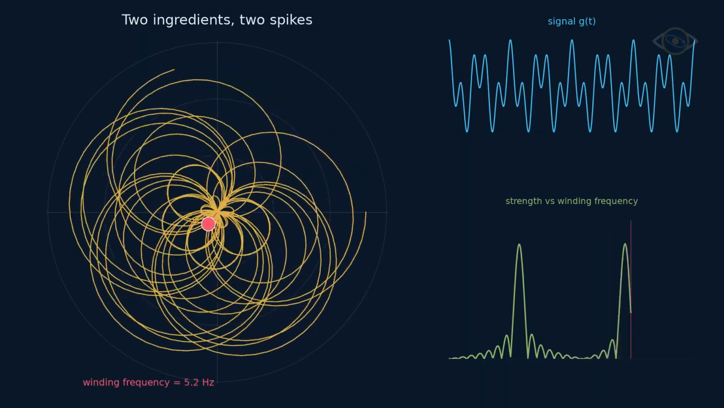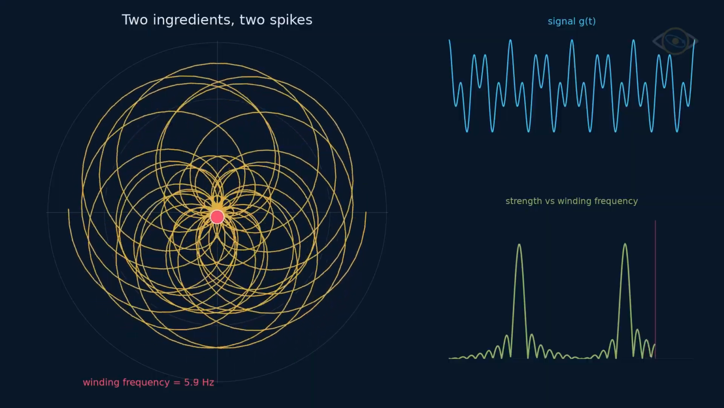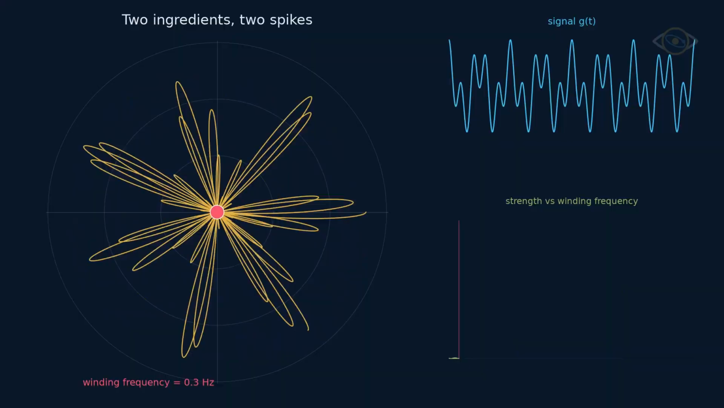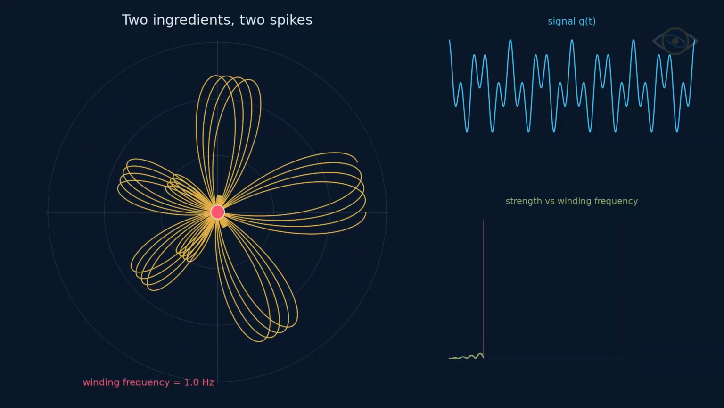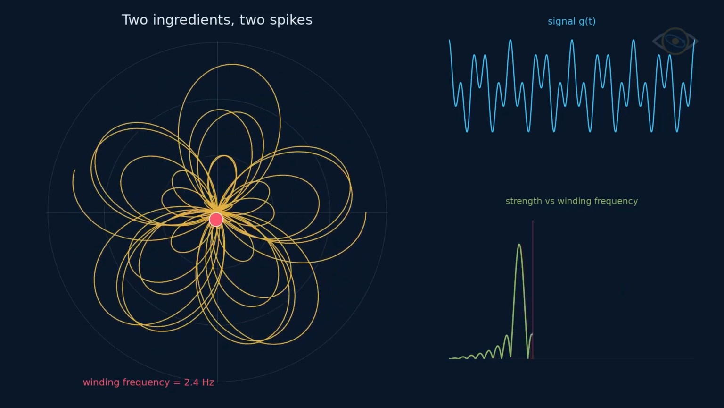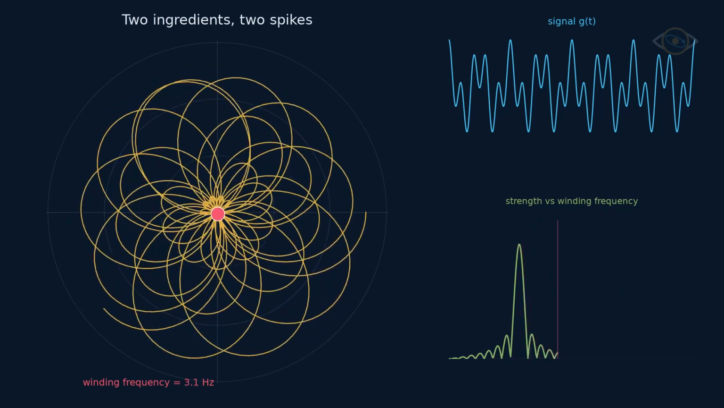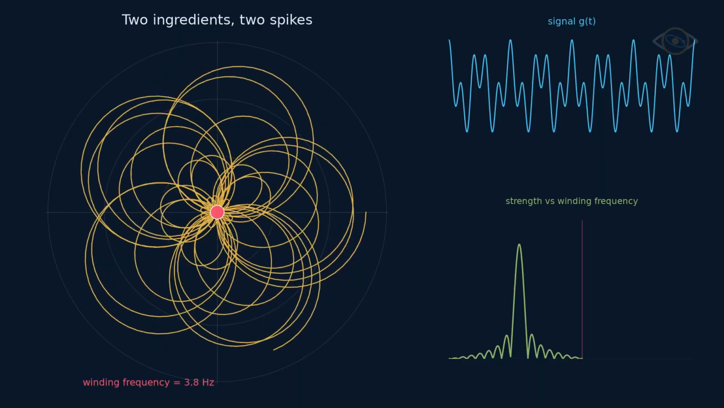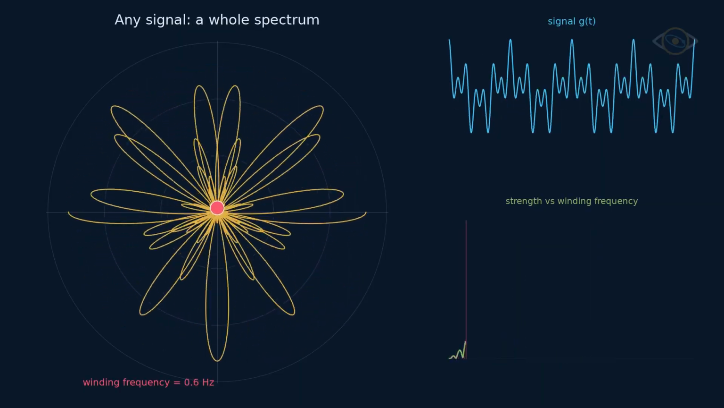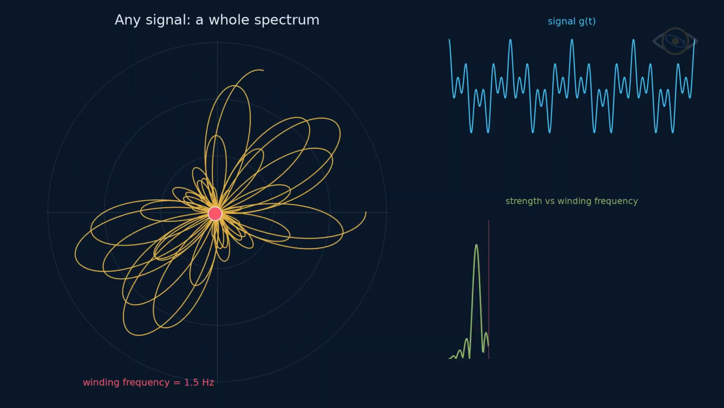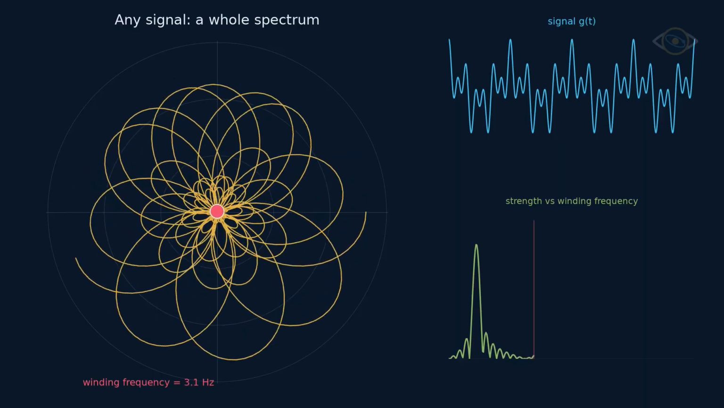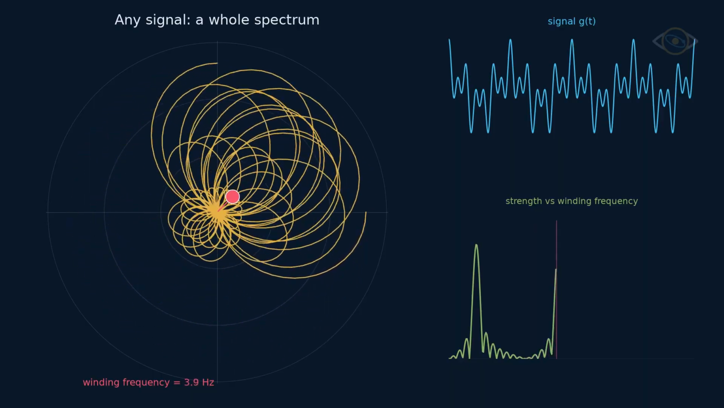2 spikes in the graph, one for each frequency we mixed in. The machine separated them cleanly. That's the superpower. No matter how tangled the signal looks in time, winding pulls the ingredients apart, 1 peak per frequency. Add a 3rd tone, and you get a 3rd peak. Keep going, and an arbitrary signal produces a whole landscape of peaks. It's the spectrum.